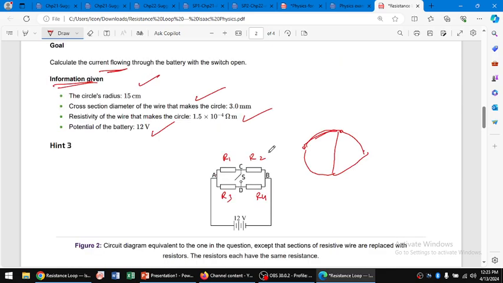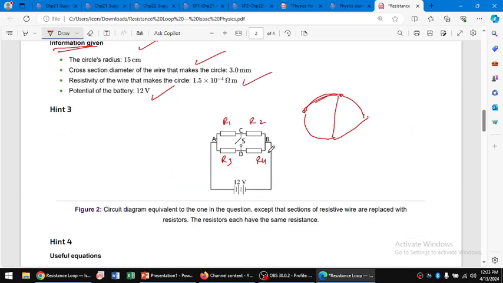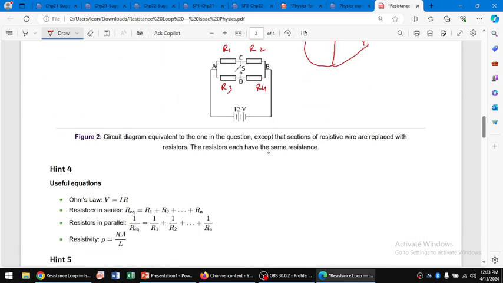First of all, we solve for the resistance. We use the formula for resistance, so R is equal to rho L over A. So we find the resistance R, that is equal to rho L over A. The value of resistivity is 1.5 into 10 to the power minus 4 ohm meter, and then the length of the wire. So what about the length?